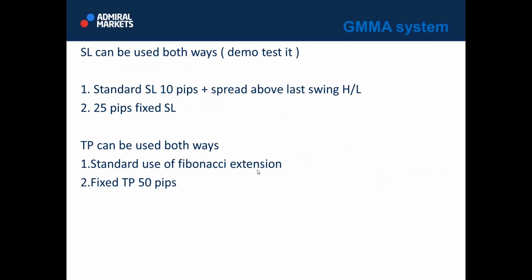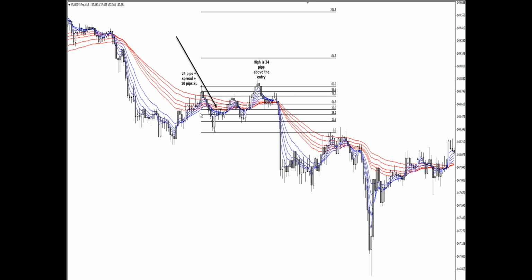And target is Fibonacci extension or fixed target 50 pips. Obviously, if you use 25 pips fixed stop loss, you should aim for 1 to 2 risk to reward with 50 pips target. Okay?